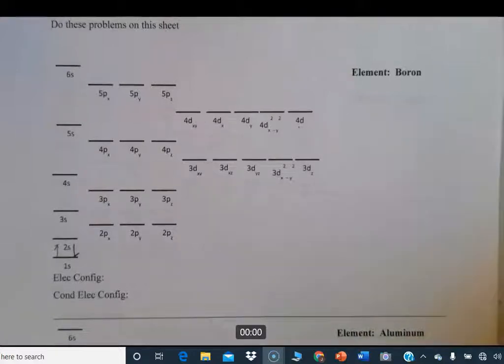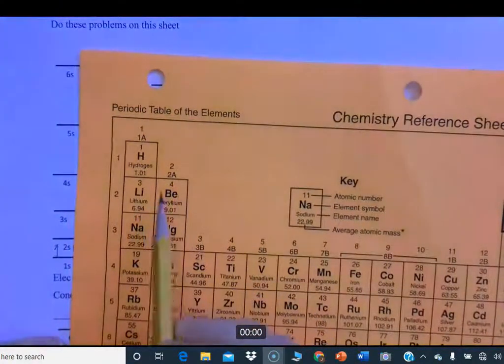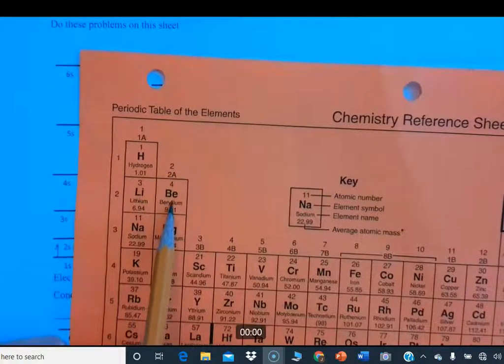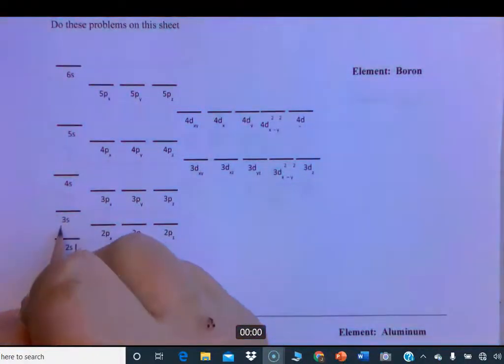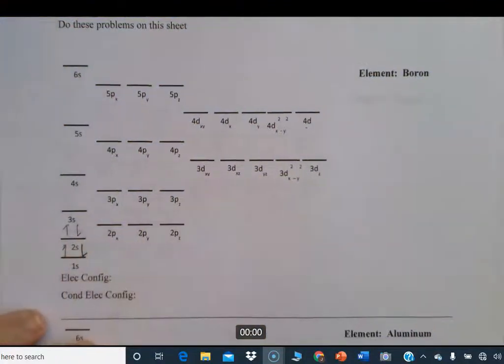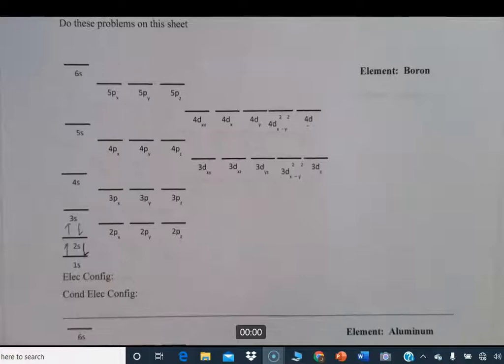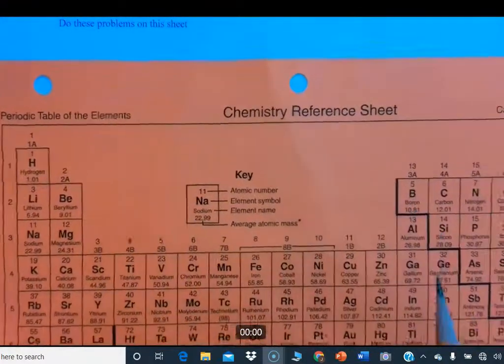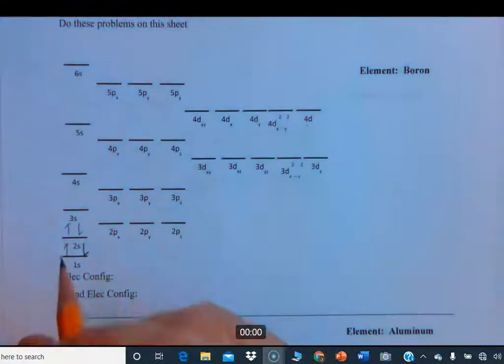Now we go down, and anything in the s orbital is going to be in the first two columns. So lithium would be the first electron in the 2s orbital, beryllium is the second electron in the 2s orbital. So we simply come up here, and Aufbau means build up, and that's what we're doing. Each higher level means a higher energy level. And now for boron, it's the third element over, lithium, beryllium, boron in the second row.